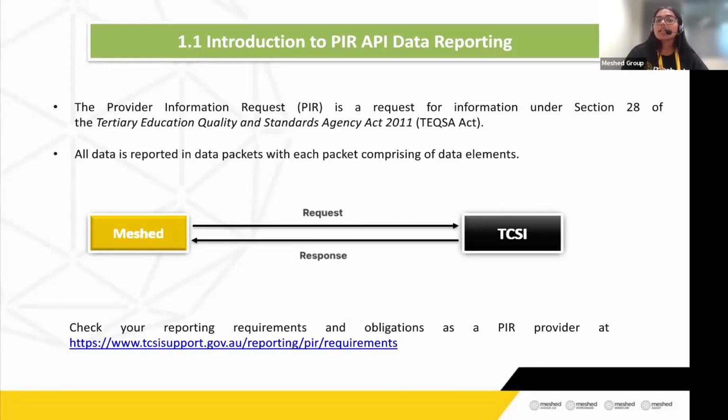So all data that you report under PIR goes in form of data packets, each consisting data elements. So every data packet will have different data elements. You can also check your reporting requirements and understand what TCSI actually expects you to report using this link below here, which is provided in the presentation.